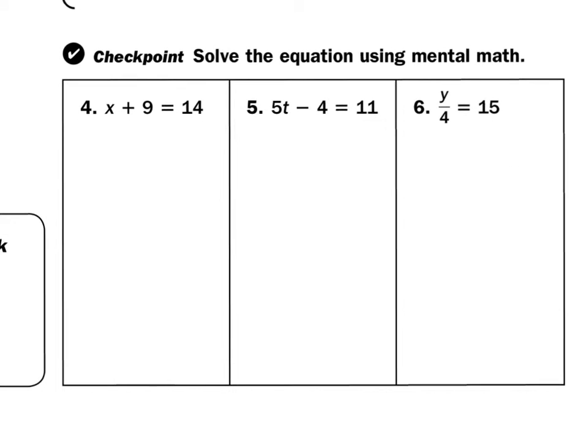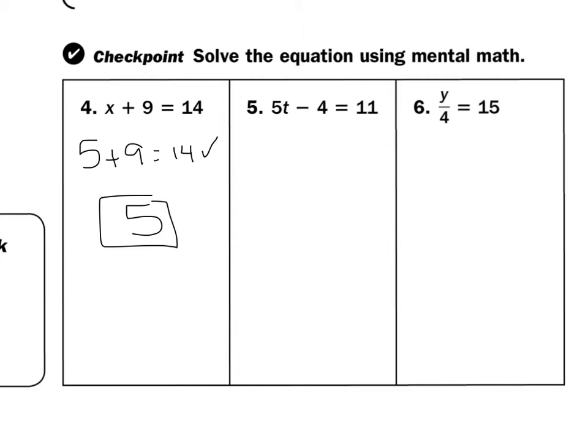And to our last checkpoint, solve the equation using mental math. Again, I would do what we were just talking about in number 4. I see that I'm adding, x plus 9 equals 14. So if I do that opposite and subtract, 14 minus 9 is 5. I can try that out. Is 5 plus 9 equal to 14? Yes, so 5 is my answer.